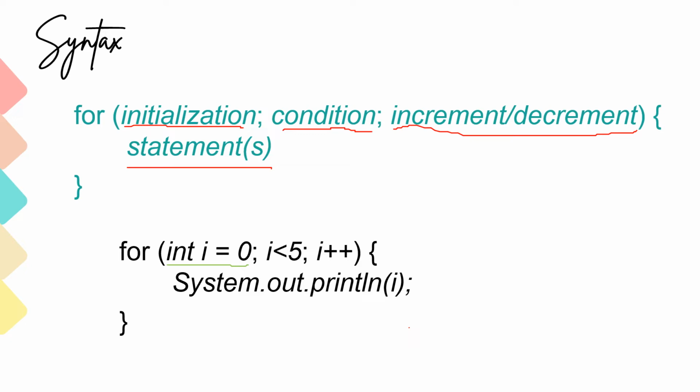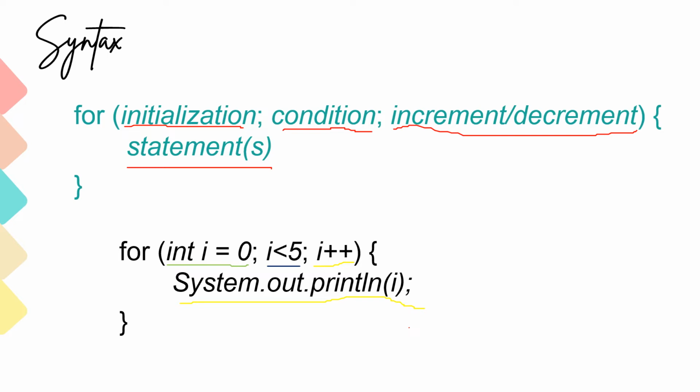Next, for the condition part, this one, i is less than 5. Okay, separated by a semicolon. And lastly, the increment or decrement part is this one, i++. And then between the curly braces, it is where we're going to encode the statement or statements. Then the code block. This is called code block. Okay, this is the syntax of a for loop statement.